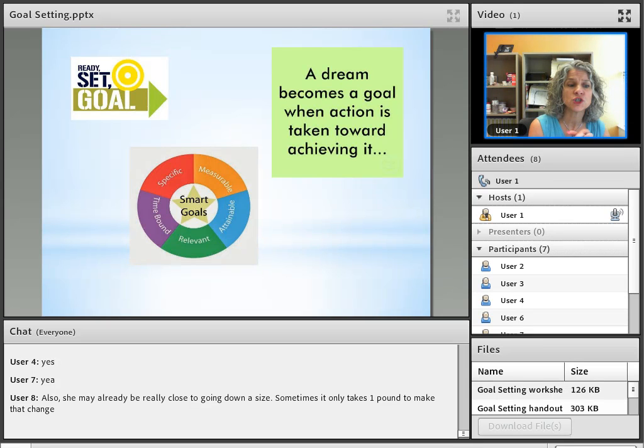Oh, Bridget, okay, so Pam may already be really close to going down a size, and sometimes it'll just take a pound or two, right, to make that change. Okay, yeah, absolutely. What I'm gonna do, just because I've got kind of a little bell going off in my head, exercising 2 times a day may actually be too much. So I would say I'm going to recommend sticking with your food plan, absolutely. If the dietitians have given you a plan that is working for you, then absolutely.